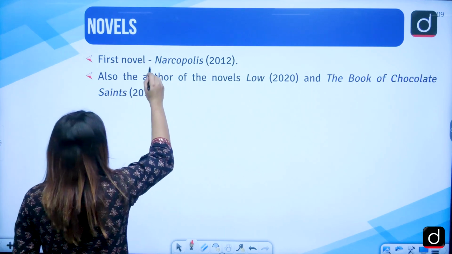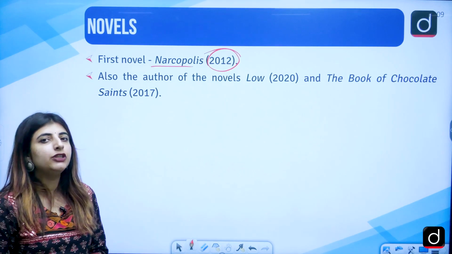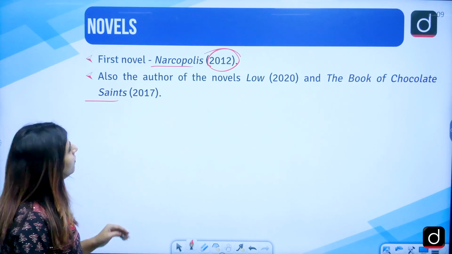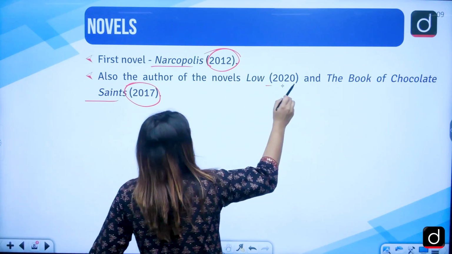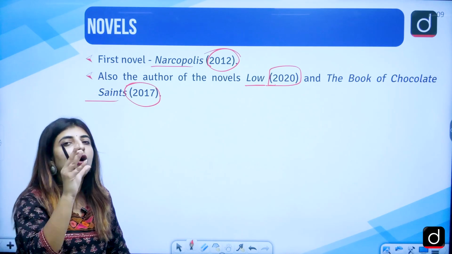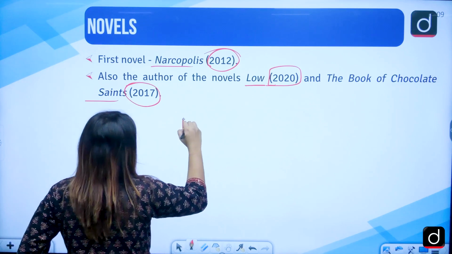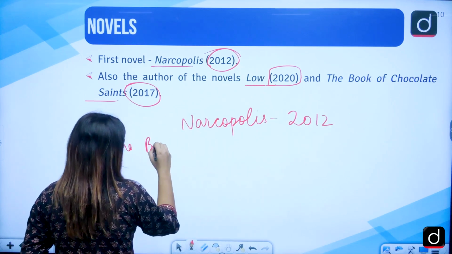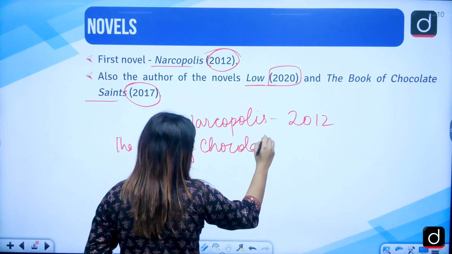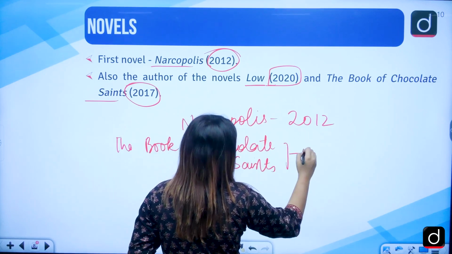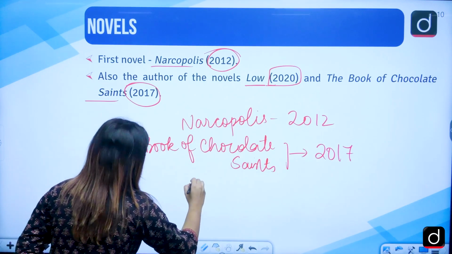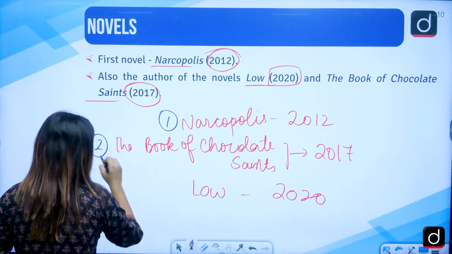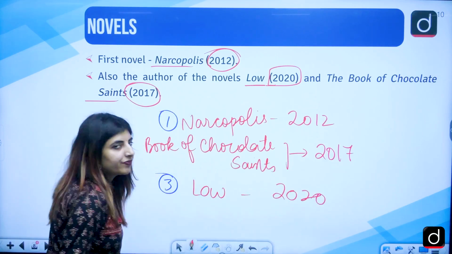His first novel was Narcopolis, published in 2012, and he is also the author of two other novels. So, first of all, you write the 2012 one, then write The Book of Chocolate Saints, because it was his second novel, published in the year 2017. And then at the time of COVID, he got the novel Low, published in the year 2020. So again, we are writing it in the chronological sense, and I hope you write it too. Narcopolis, 2012, right? The Book of Chocolate Saints in the year 2017, and the third one being Low in the year 2020. So 1, 2 and 3. Hope things are clear to you all till now, correct?